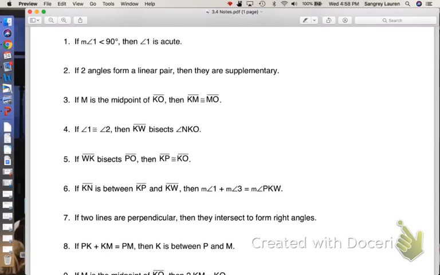So number one, if the measure of angle 1 is less than 90, then angle 1 is acute. So how do we know that angle 1 is acute if it's less than 90? The definition of acute angles told us. Because the definition is that an angle that's acute is less than 90.